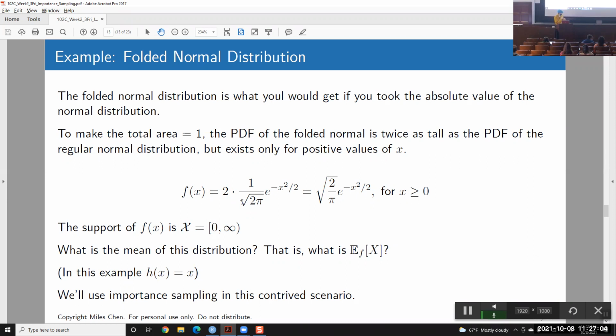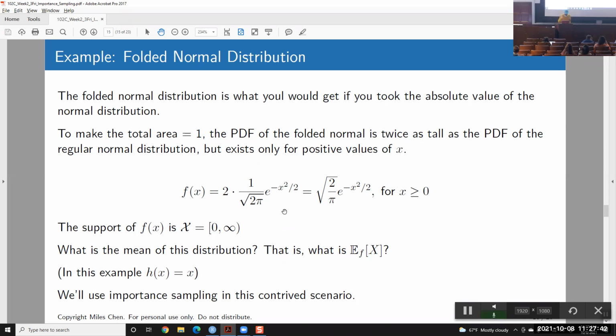And so this is very easy to picture. We have basically the PDF of the normal distribution only where x is positive, and it's going to be twice as tall. So the support of x here is going to be from 0 to positive infinity. And the question is now, what is the expected value of this distribution? Expected value of the normal distribution is 0, but then if you take the absolute value, what's the expected value of that? It's a lot harder, okay?